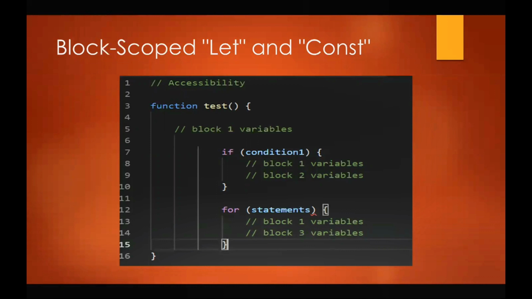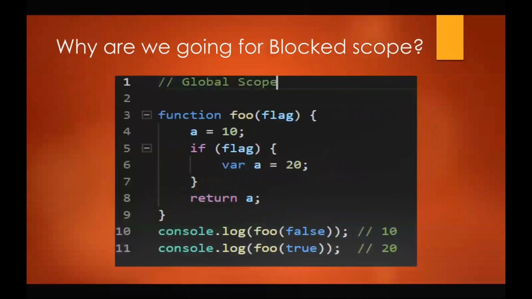Now we will get to know more. So why are we going for block scope? What is the advantage of block scope over global scope? Global scope means a variable where the var keyword has global scope. So why are we going for block scope instead of global scope? We will get to know.